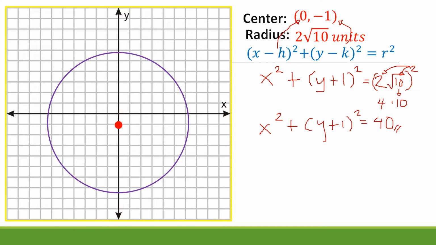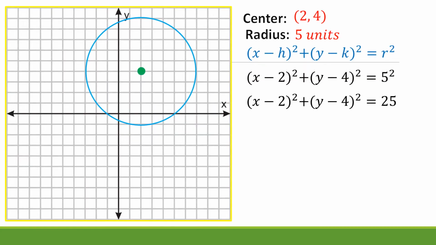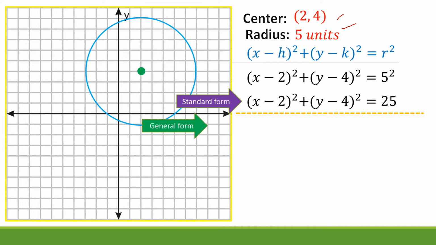Okay? So let us now learn how to get the general form of the equation. It's a continuation. So earlier, we had the transformation of this data into standard form, which is x minus 2 quantity squared plus y minus 4 quantity squared equals 25. So this is the standard form. So let us see how we are to transform this into general form.